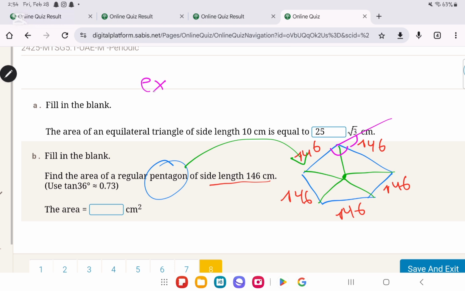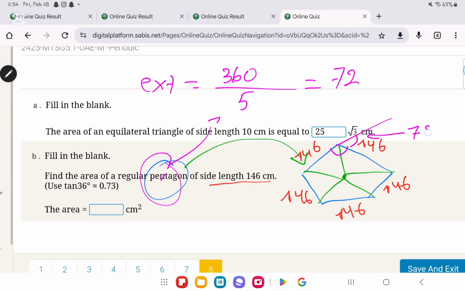To find the exterior angle, it is 360 over the number of sides. So it's going to be 360 over 5 because a pentagon has 5 sides. You will get 72 degrees. So over here, this is 72 degrees. What you need to know in pentagons is that this exterior angle over here is the same as the interior angle over here. So this is also 72 degrees. Okay? And this leaves us with what? With this angle over here.